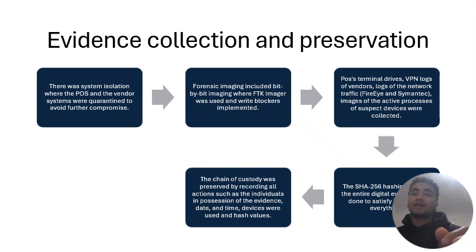For evidence collection and preservation, as an investigation officer, the system was isolated so that the POS and the vendor system were protected to avoid further compromise. Forensic imaging, including bit-by-bit imaging, was done while FTK Imager was used and write blockers were implemented. For evidence collection, we are going to use FTK Imager. For preservation, POS terminals, drives, and the vendors' VPN logs, and hashing will be used.